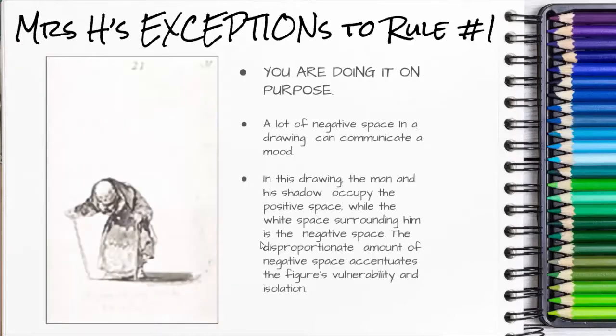My exception number 2 to this rule number 1 is if you're doing it on purpose. So a lot of negative space can communicate a mood. In this one, this artist was trying to communicate isolation. There's a lot of negative space. All you see is this one man in his shadow, and it's trying to communicate loneliness or isolation.